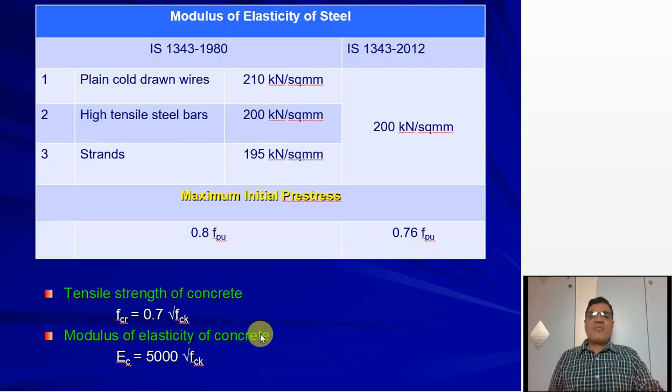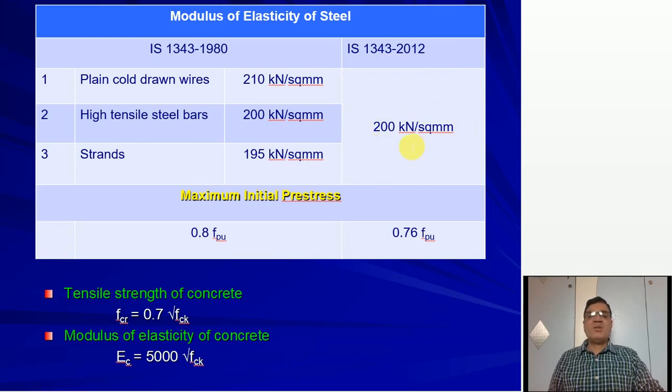But now, what are the values of modulus of elasticity of steel? If you see, according to the old code, that is IS 1343/1980, three different types were given. Plain cold drawn wires, for which the modulus of elasticity was given as 210 kN per mm square. For high tensile steel bars, it was 200 kN per mm square, and for strands, it was 195 kN per mm square. But now, according to the revised code 1343/2012, the value is common, and that is 200 kN per mm square.